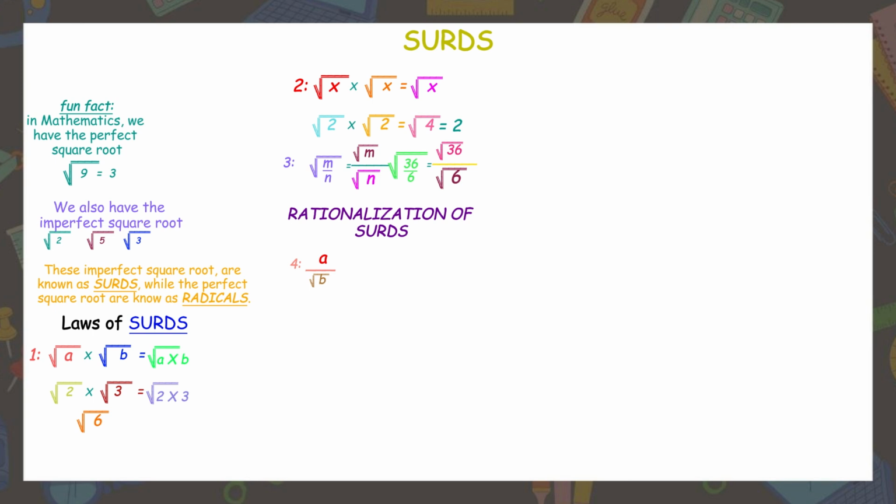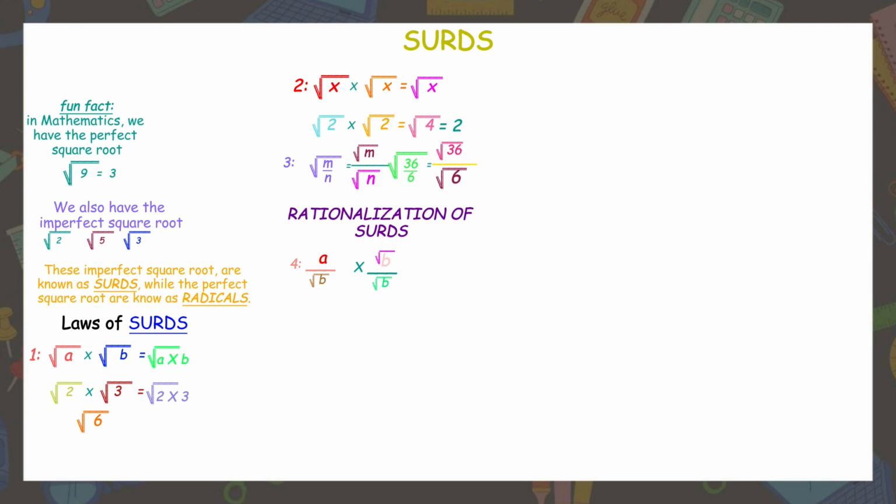What do I mean by this? That means that we are going to have a over the square root of b multiplied by the square root of b, everything over what? Multiplied both sides by the square root of b. So you rationalize. Then an additional one to rationalization of surds is the conjugate surd.